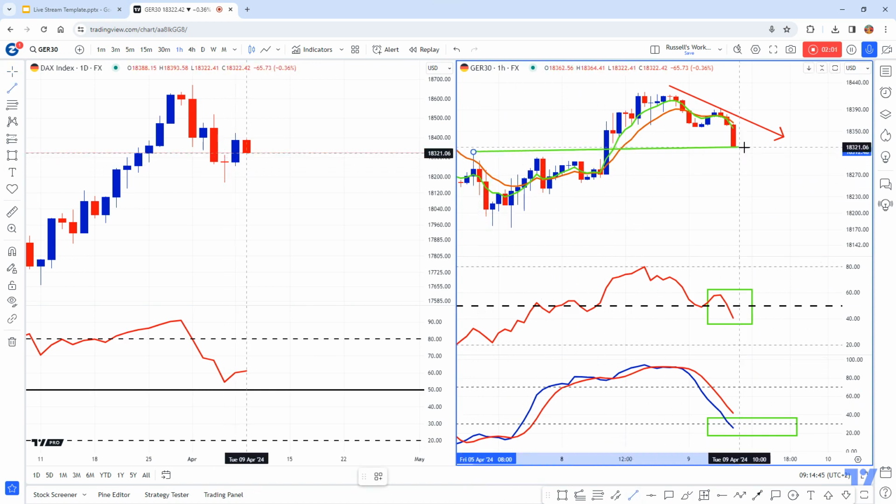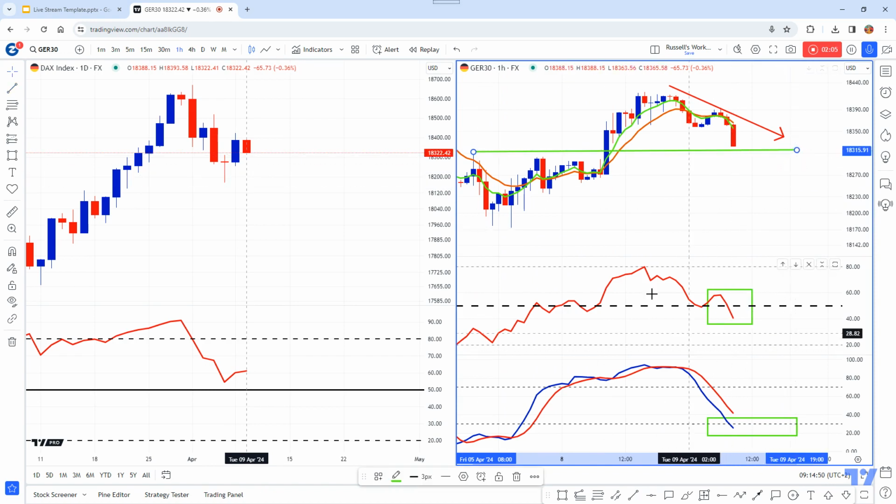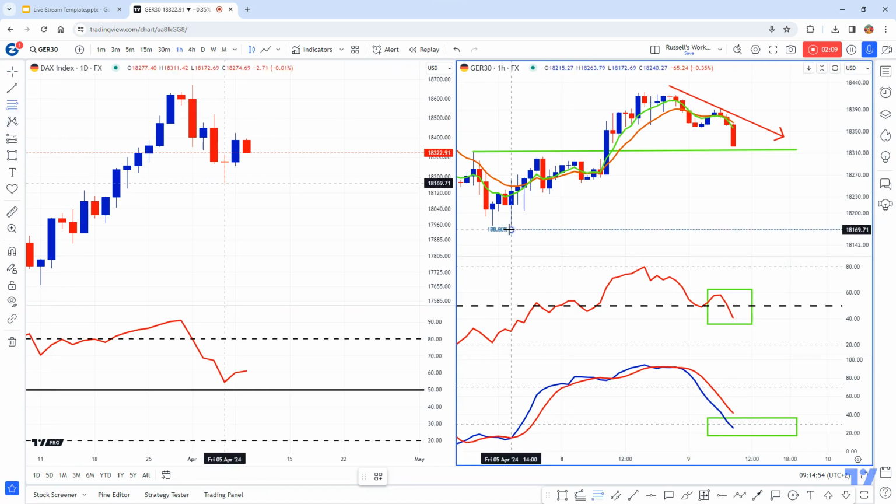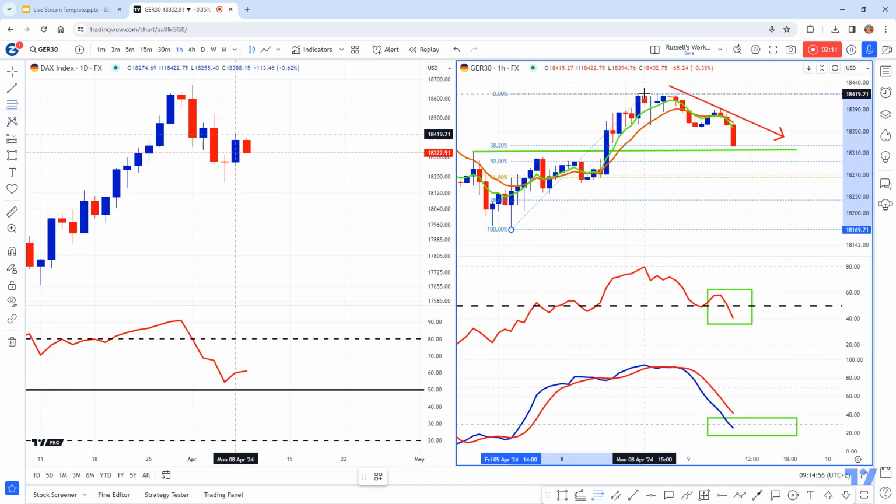What I want to do is just put in a resistance turn support. So we are at a support level here, and you can see if we add a Fibonacci to it, we're around about the 38% retracement, so some sort of confluence of support there.